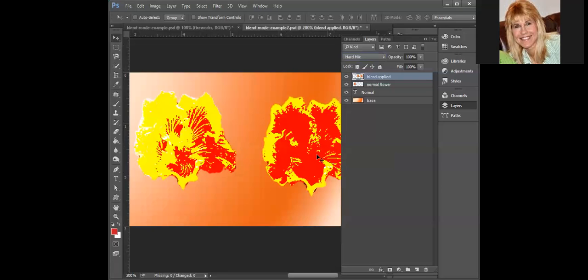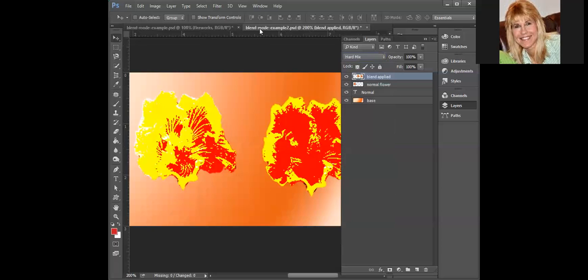Hard mix. This adds the RGB values of the blend to the RGB values of the base. If the sum of the two is 255 or greater, it is given a value of 255. On some images, hard mix is kind of a cool blend. On this one, probably not so cool.